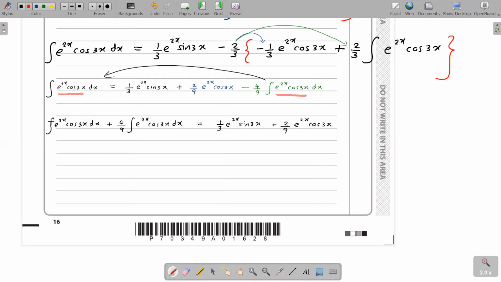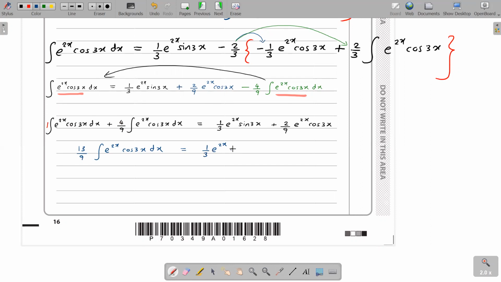So here in front, you can think there's a 1. 1 plus 4 over 9, so I get 13 over 9 integration of e to the power 2x cos 3x. Do you realize what happened here? These two are like terms. Now I can add them. There's 4 over 9 of e2x cos 3x here, and here there's 1 of it. So 1 plus 4 over 9 is what gave me 13 over 9 here.